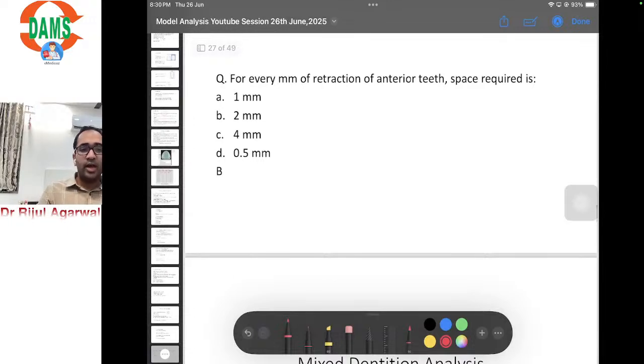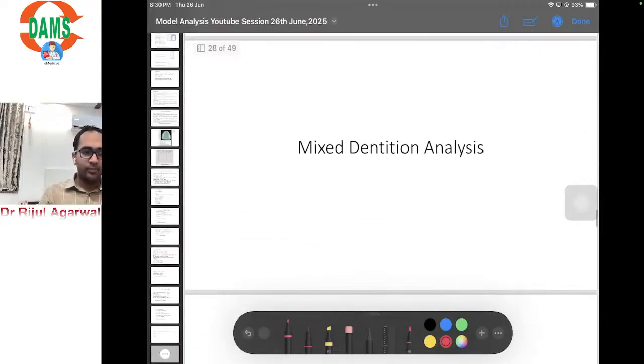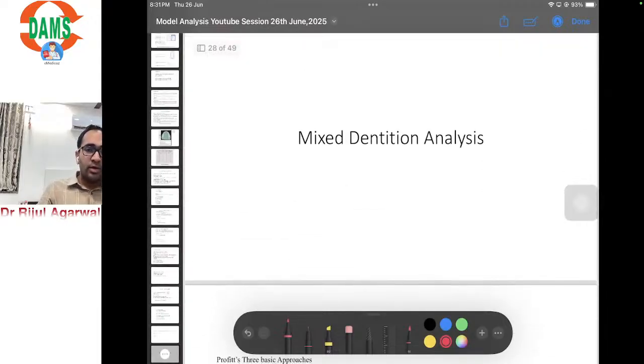For every mm of retraction of anterior teeth, approximately 2 mm of space is required, from lateral to lateral. So this completes our permanent dentition analysis. If anyone has any doubt, write in the comment section. Otherwise, we'll move ahead with the mixed dentition analysis.